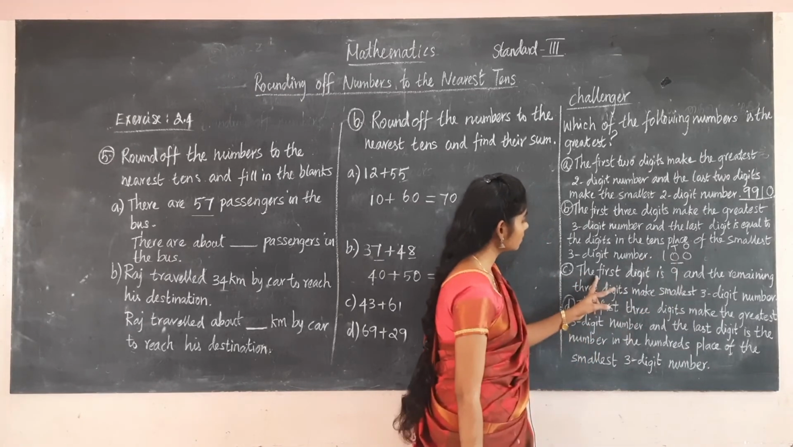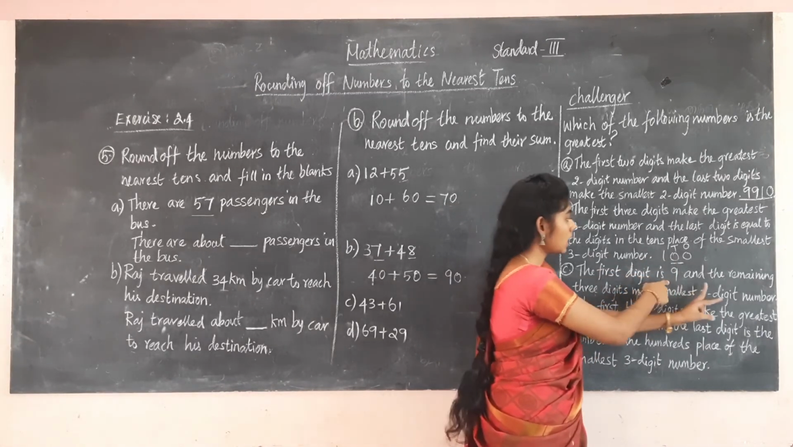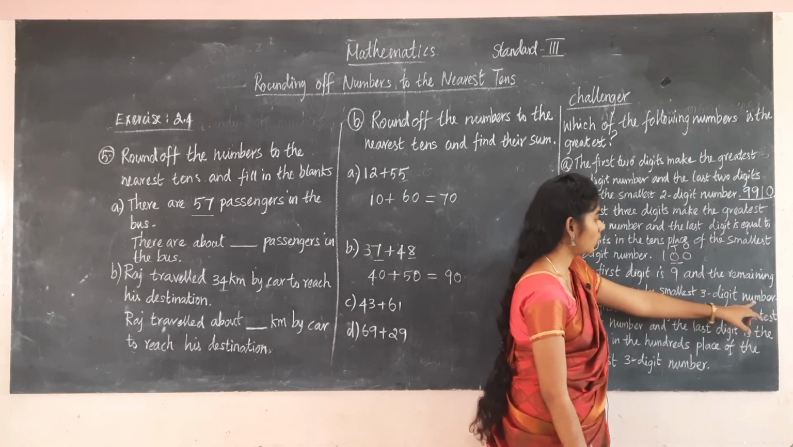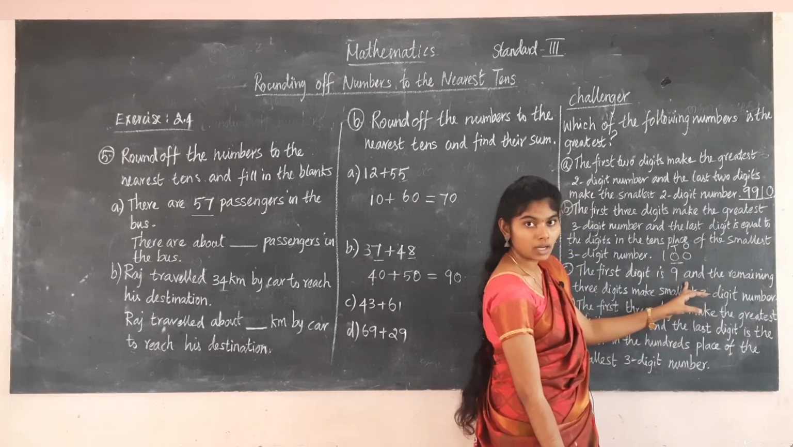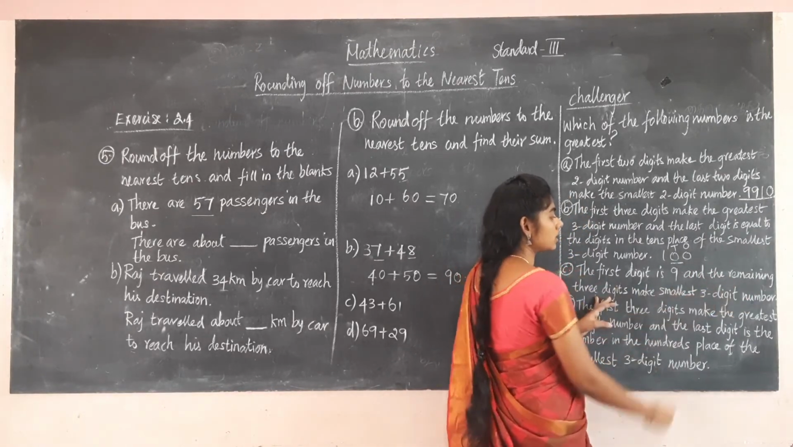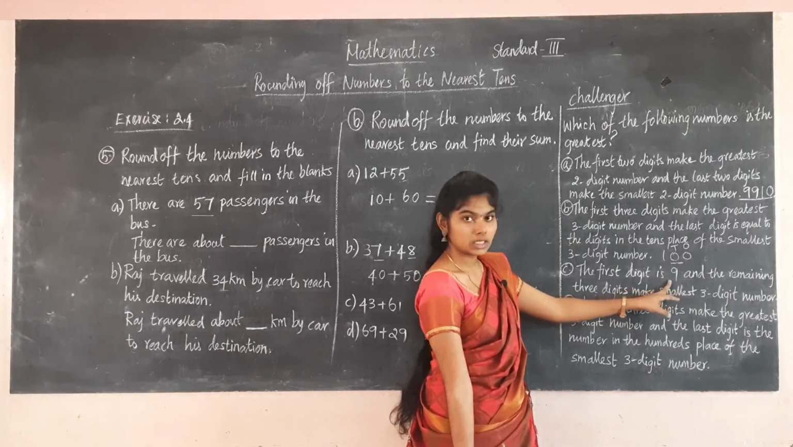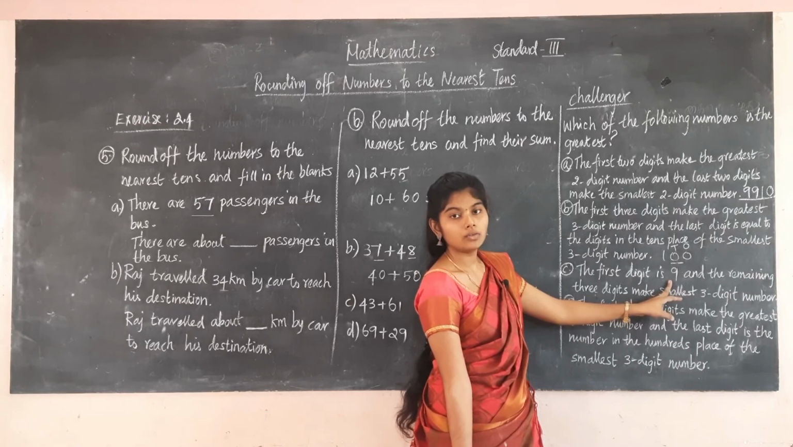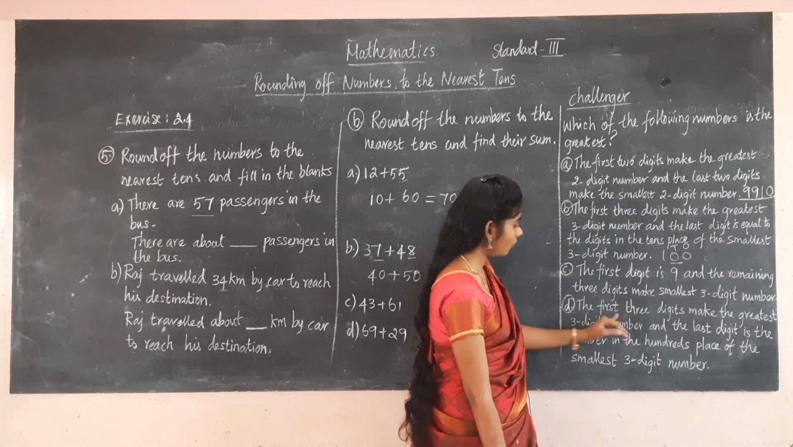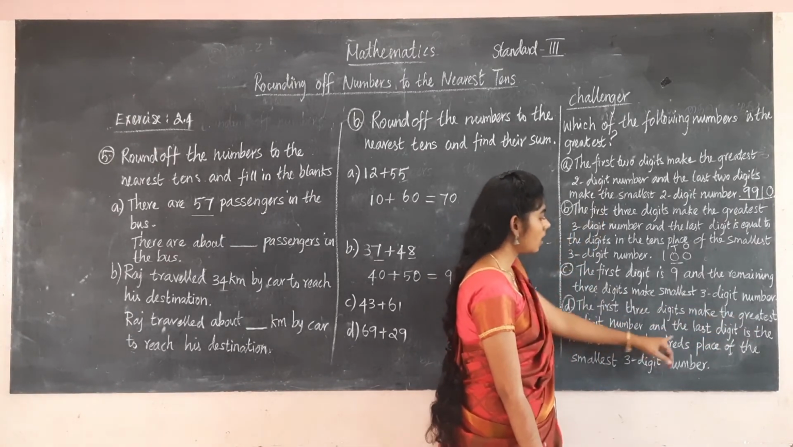And the next one: the first digit is 9. The first digit will be 9 and the remaining 3 digits make the smallest 3-digit number. The first digit is already given as 9. Then the remaining 3 digits will make the smallest 3-digit number. What is the smallest 3-digit number? It is 100. So the first digit is 9 and the remaining number is 100. That is 9100.